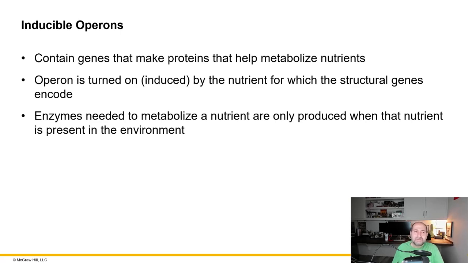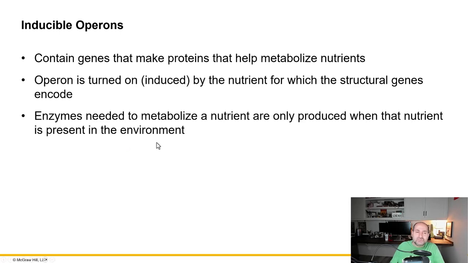So typically, inducible operons contain genes that make proteins that help metabolize nutrients. Nutrients like lactose. These operons are normally off. So if there is no nutrient around, then the operon is off. But if the nutrient is around, like lactose is around, then that turns those genes on so we can digest that nutrient. Isn't that interesting? So again, enzymes needed to metabolize a nutrient such as lactose are only produced when that nutrient is present in the environment.